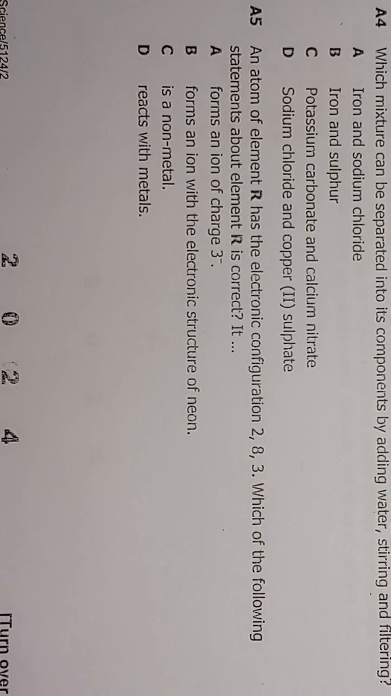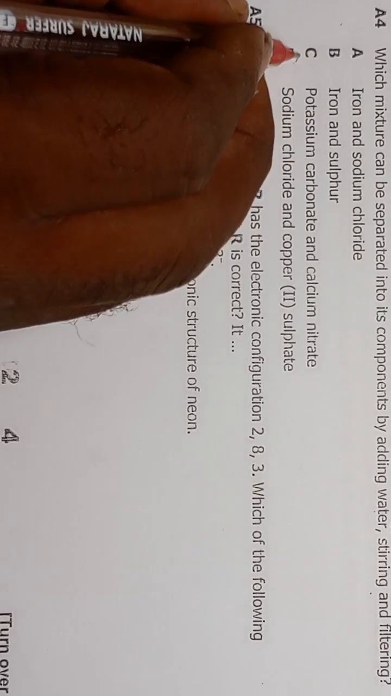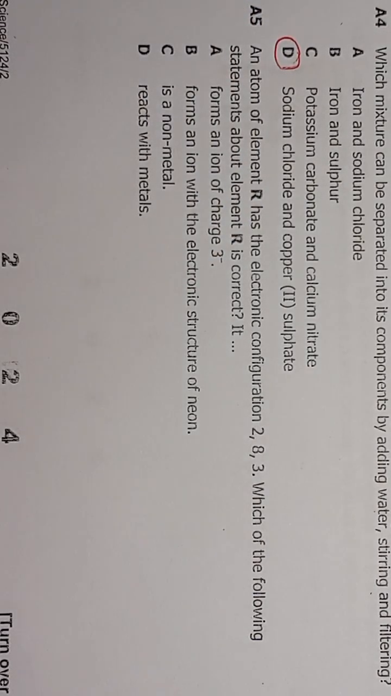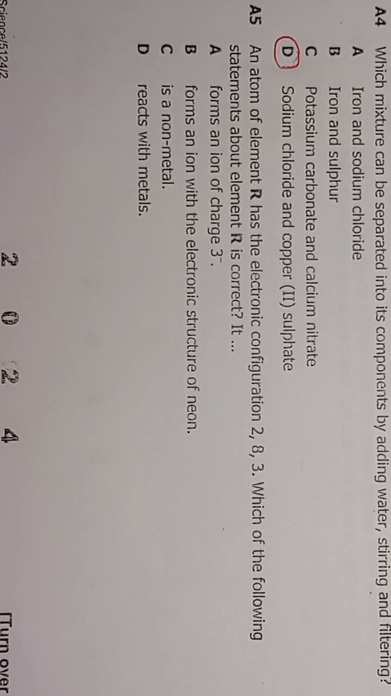Question 4. Which mixture can be separated into its components by adding water, stirring, and filtering? Option A, iron and sodium chloride. Option B, iron and sulfur. Option C, potassium carbonate and calcium nitrate. Option D, sodium chloride and copper(II) sulfate. So there, the answer is sodium chloride and copper(II) sulfate.